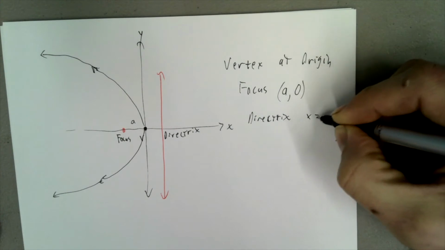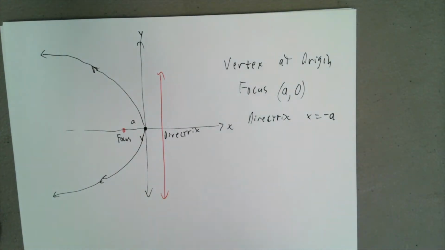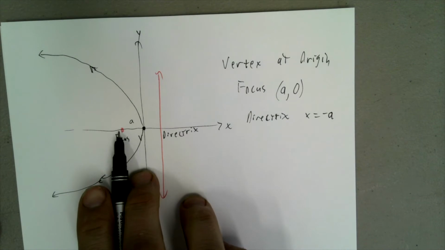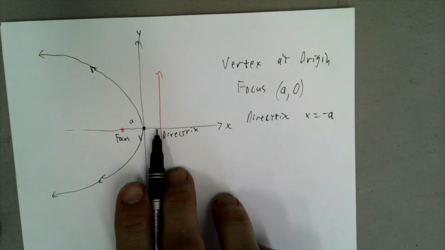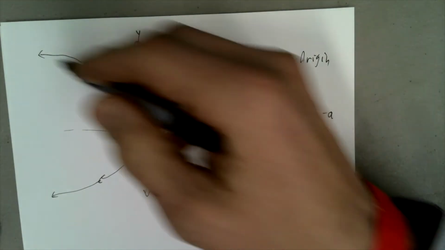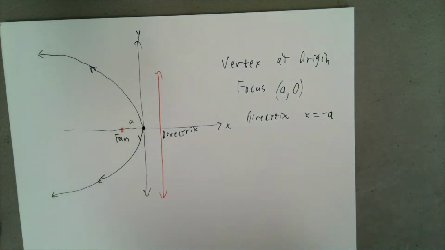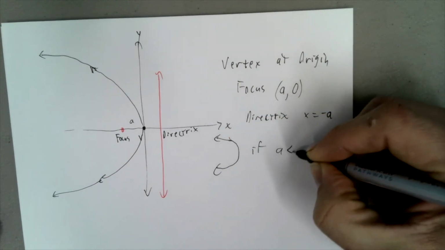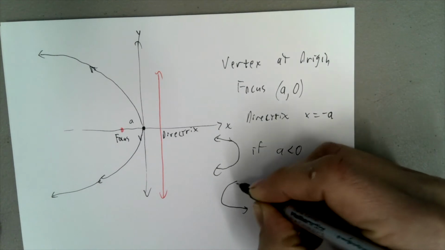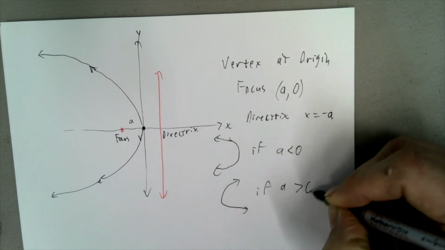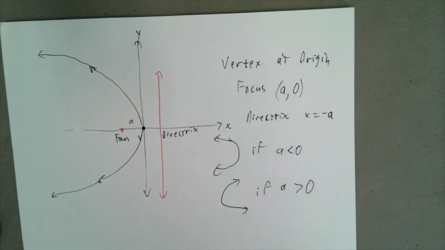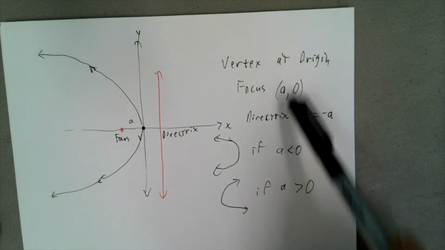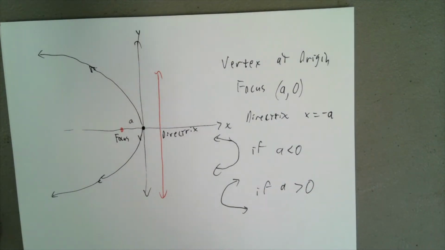directrix is the vertical line. X equals the opposite of a. In this case, I picked an a that was negative, so the negative a is a positive number, and that's x equals something over here. The parabola is going to be sideways, so we're going to get a sideways parabola opening to the left if a is less than 0, and we're going to get a parabola opening to the right if a is greater than 0. That's what ends up happening with those. So if you can find this a value, or if you're given this stuff, you can get the a value easily. That a value is the key to the whole thing, but you have to know the form of the equation.